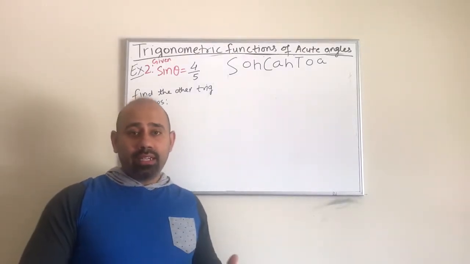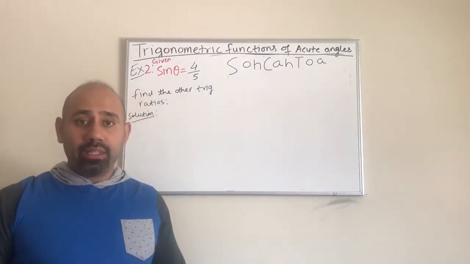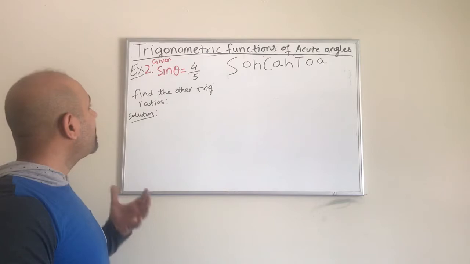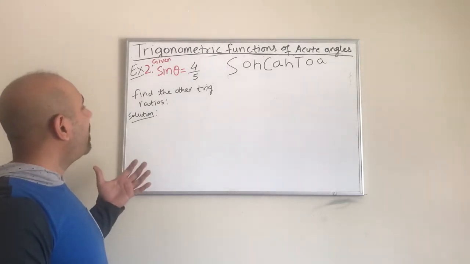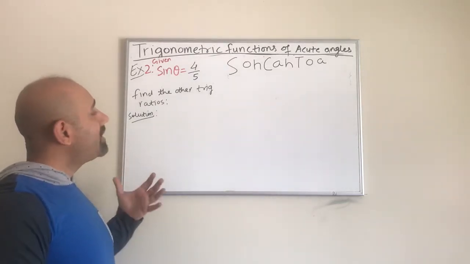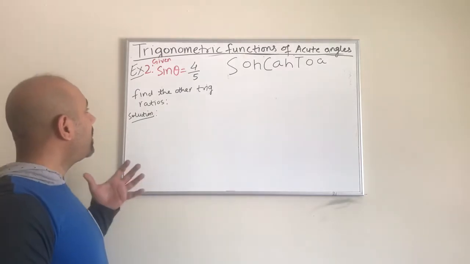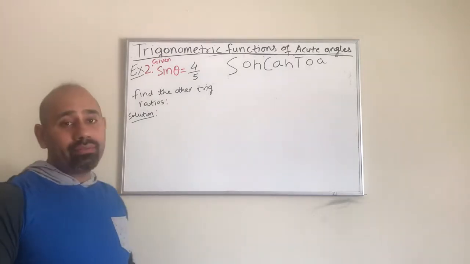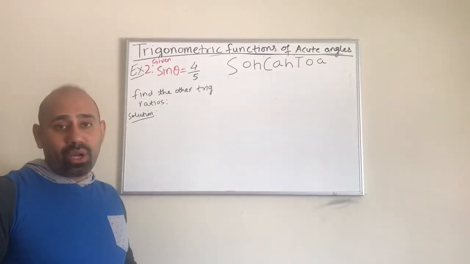Hi guys, let us look at another example here where we have to find the trig ratios. In this case we are given that the sine of an angle theta is 4/5, and based on this information we have to find the other 5 trig ratios. Guys, it is not too complicated.